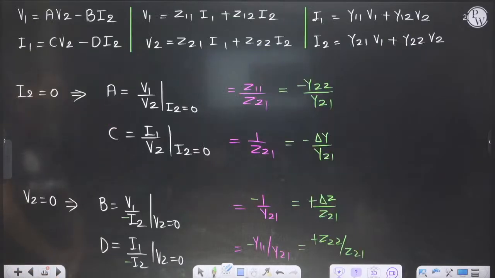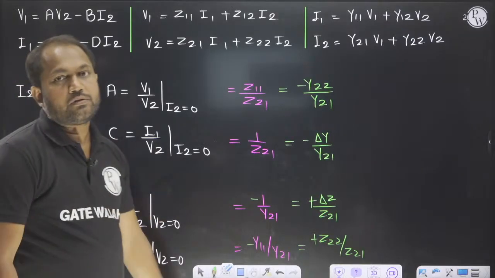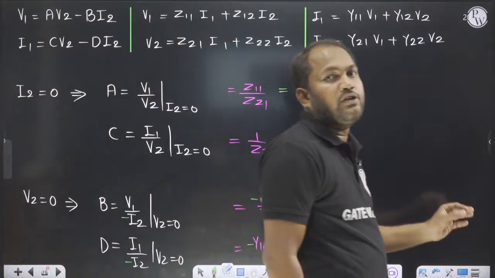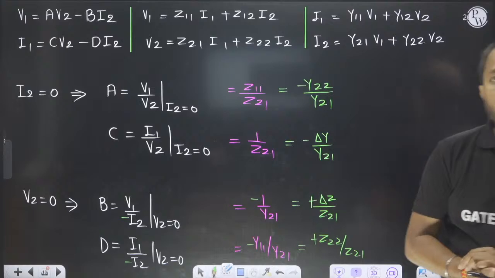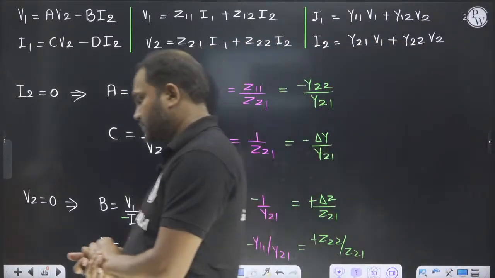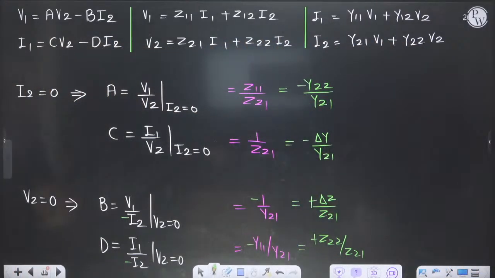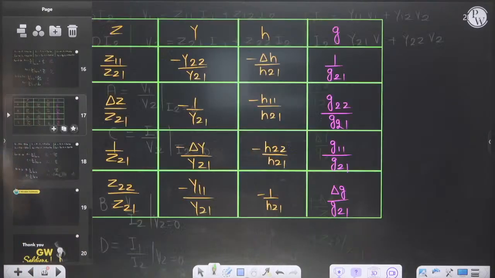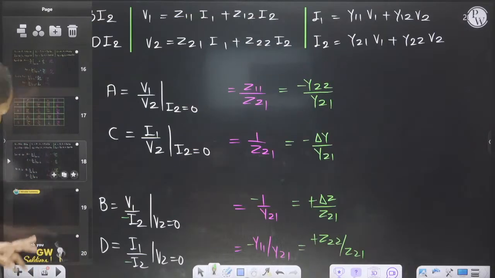Okay, in h parameter also we can find out. So this parameter conversion you have to do by yourself. If you do it by yourself, then you will get the answer. If you don't do it by yourself, then it will be very tough to get the answer. Okay, so you have to do it by yourself. Okay, so I will go for the next part.